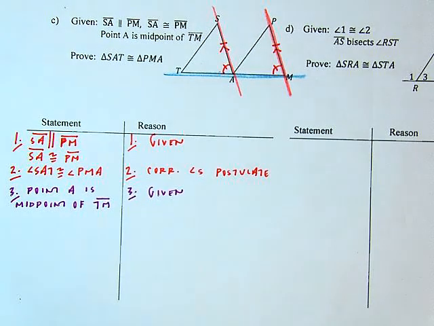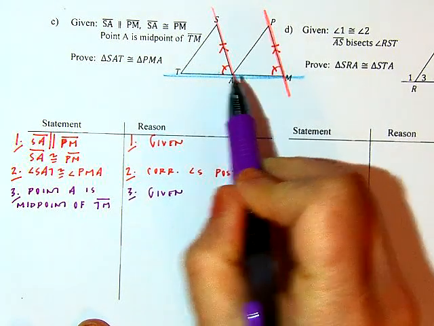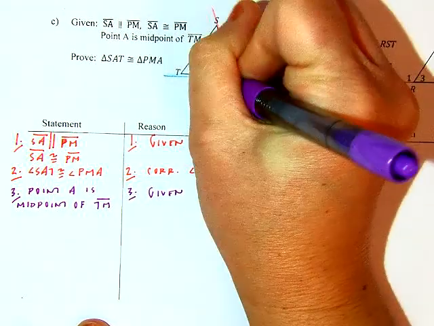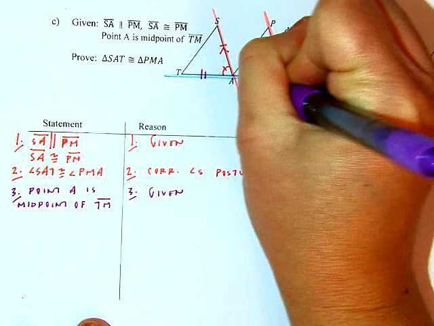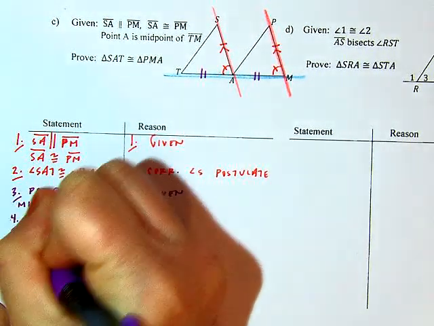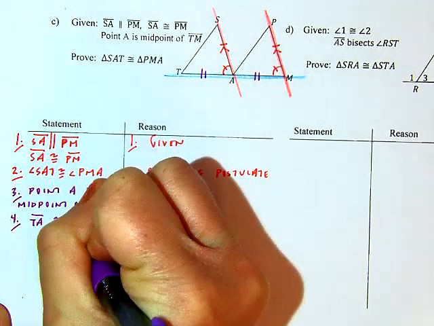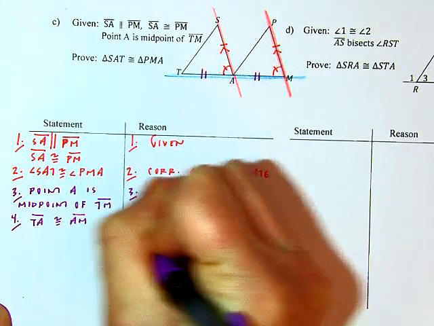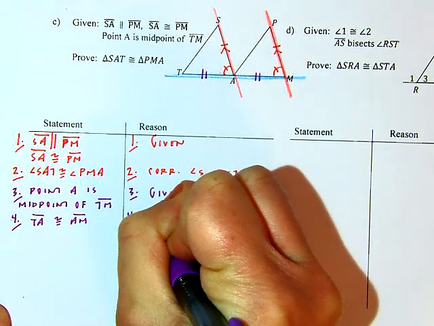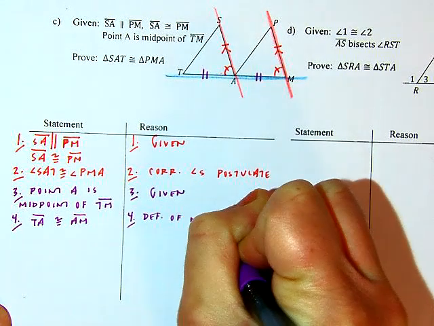Okay, that is given to us. And if A is a midpoint, it is the middle point of this segment. So it's going to bisect it into two smaller parts, just like that. So I know then that TA is congruent to AM. And that's the definition of midpoint.